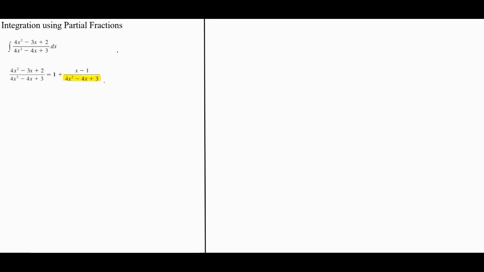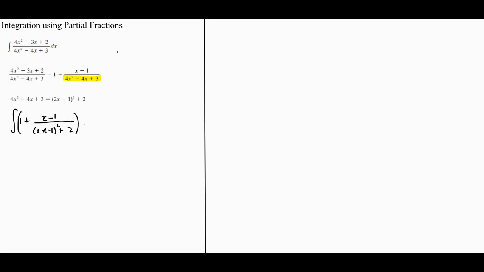Now you need to understand that partial fractions are not the only way to solve rational functions. We can complete the square in this particular case. So the denominator can be written as (2x minus 1) squared plus 2. Now once we have that, our integral becomes the integral of the 1 plus (x minus 1) in the numerator, and in the denominator you've got (2x minus 1) squared plus 2, and of course we've got the dx.